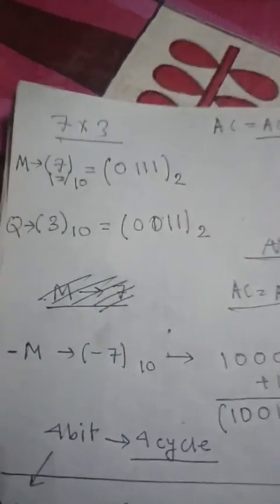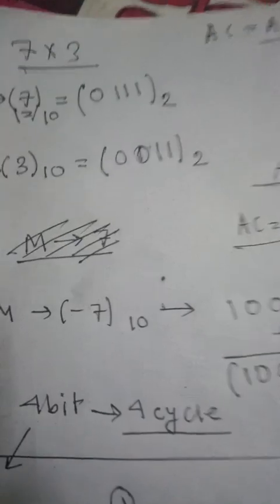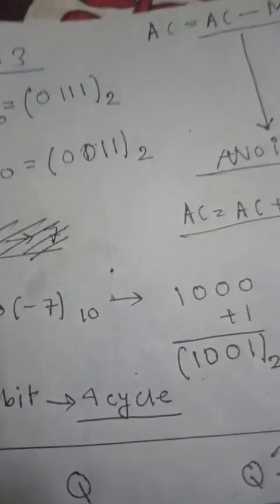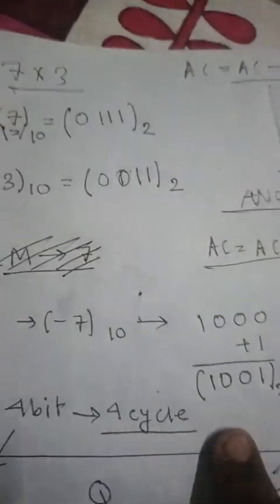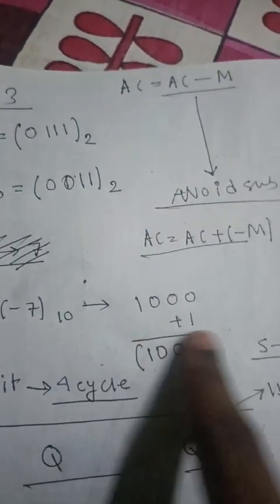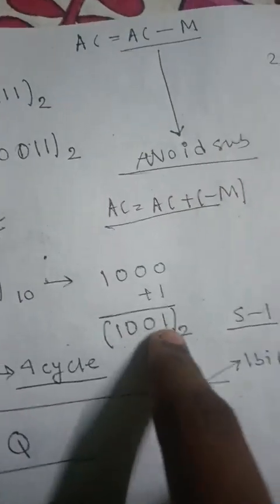So AC minus M. What is M here? M is nothing but 0111. Minus M means minus 7. So how can we represent minus 7 in binary? We have to take the first complement. The first complement of this number means we replace all ones with 0 and zeros with 1, so 1000, then we add 1, so that is 1001. So you got the minus M part, that is 1001 in binary format.